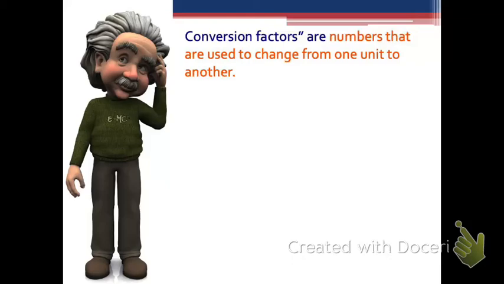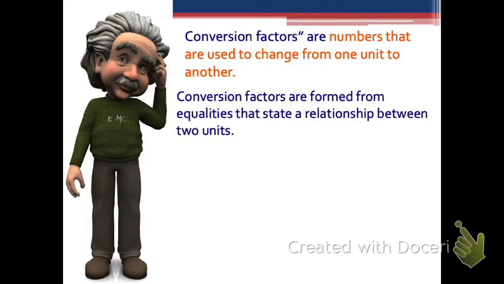When we're talking about unit conversions and we have to do some math to convert from one unit to another, we use something called a conversion factor. Conversion factors are just numbers that give us the equivalencies of our units. They allow us to see the relationship between one unit and another. Conversion factors are basically equalities between units.